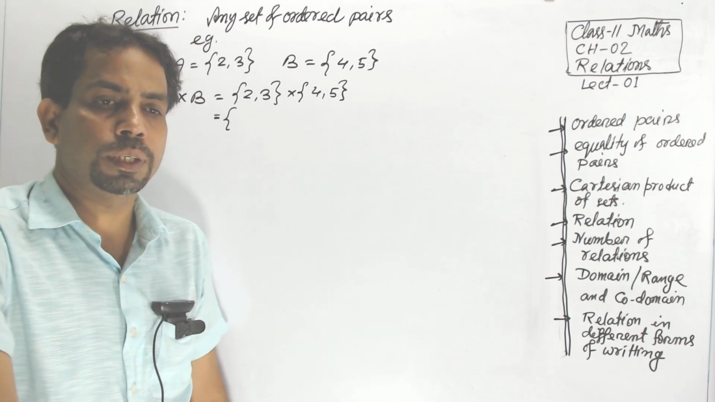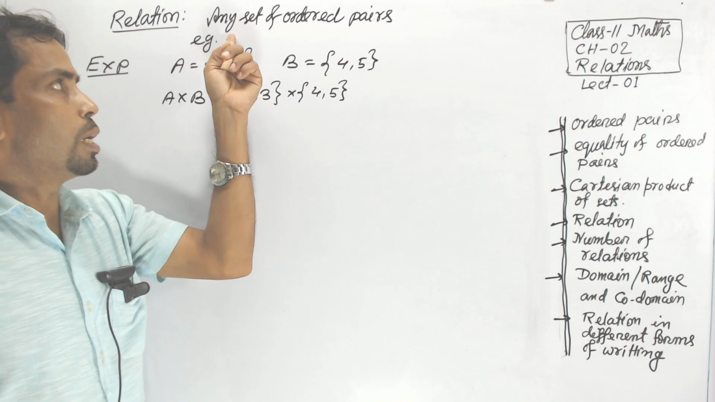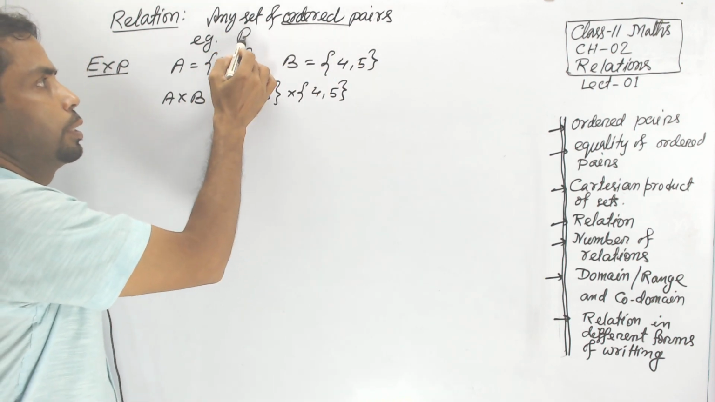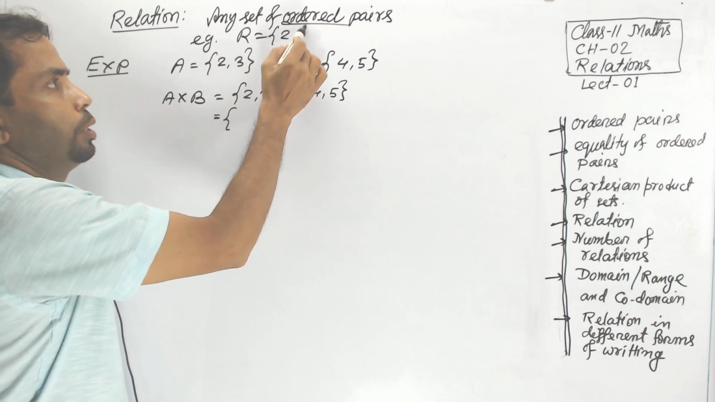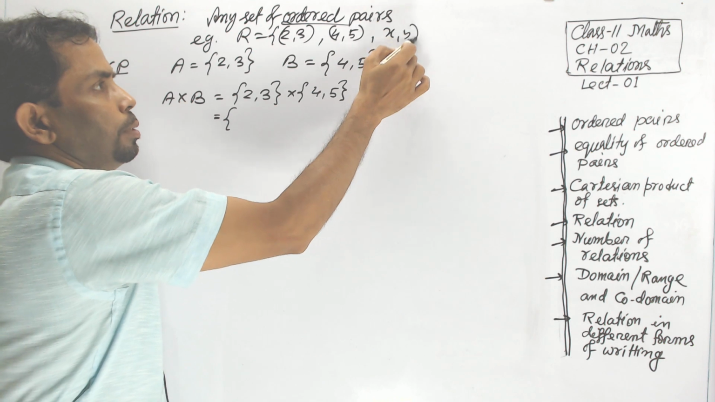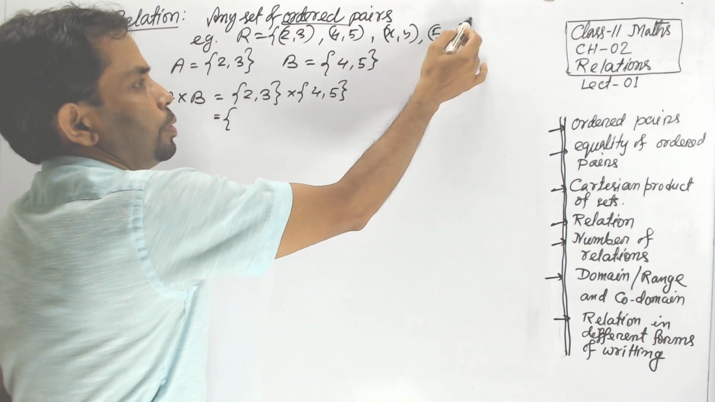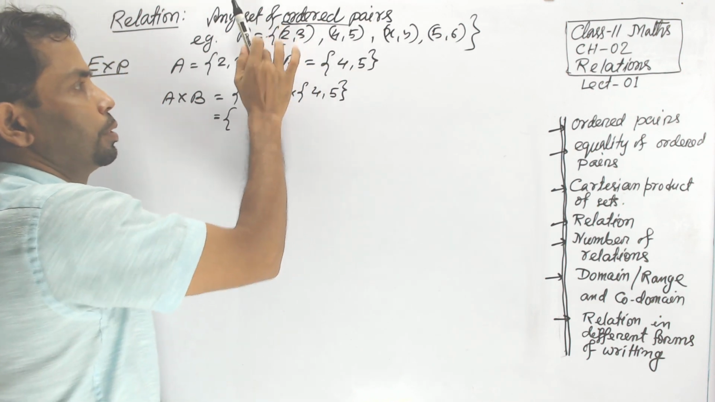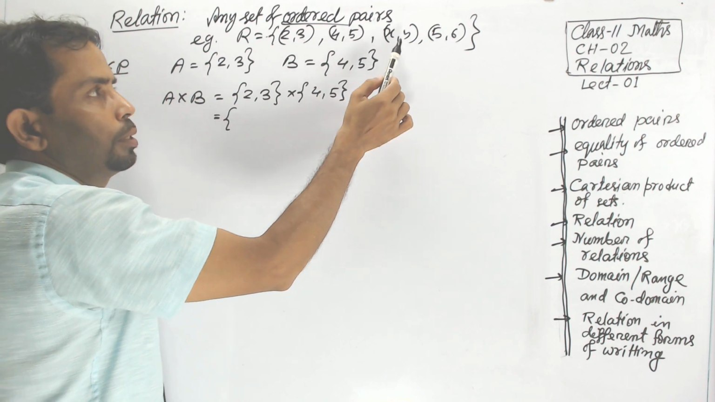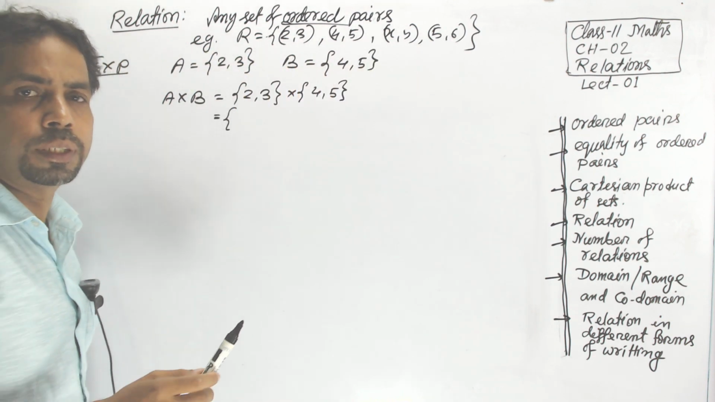The next point is a relation. In short, we can say a relation is any set of ordered pairs. For example, a relation R is the set of pairs (2, 3), (4, 5), (x, y), and (5, 6). Every element of R is an ordered pair, and a set of ordered pairs is a relation. This one we can say in short.